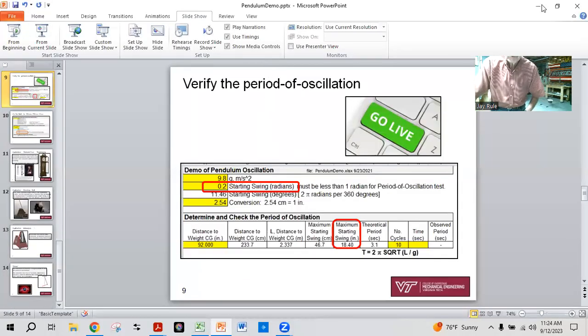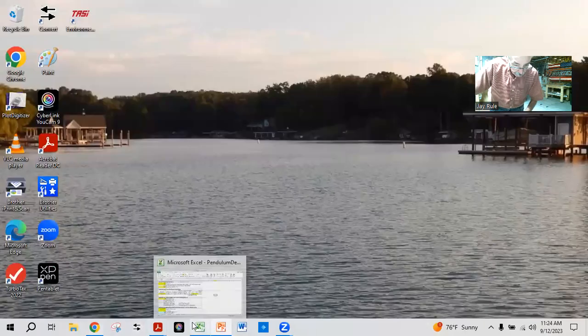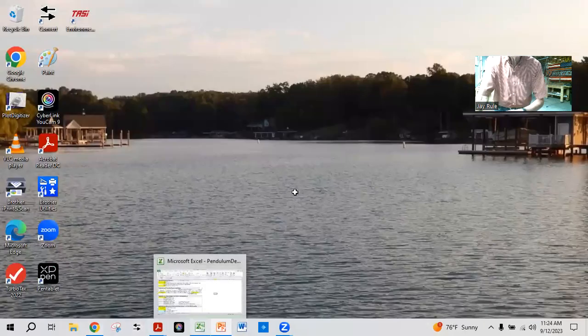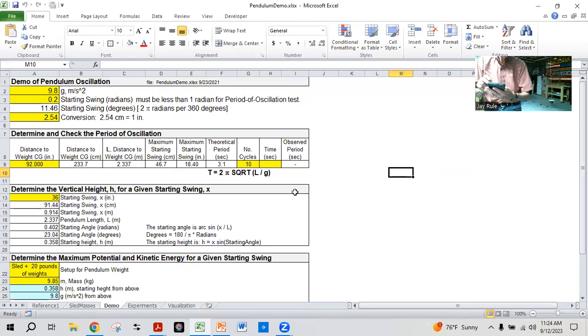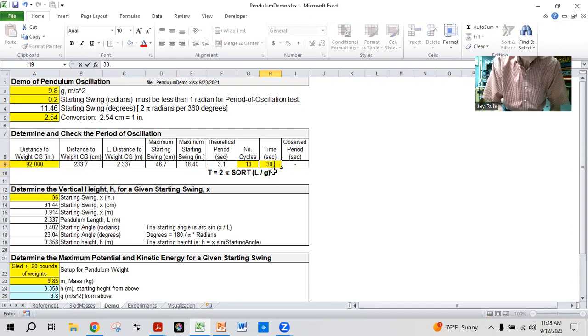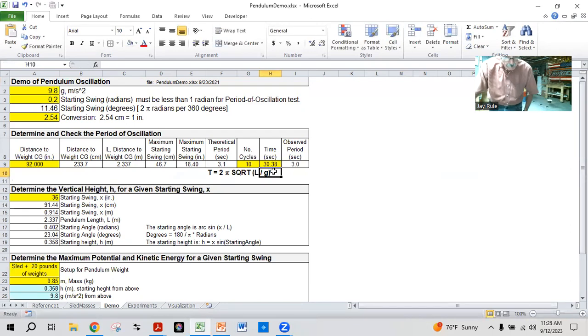So I'm going to go to Excel. 30.38 seconds. So we went 10 cycles. Can you see what we've got? 10 cycles, 30.38. Okay, so our observed period is 3 seconds. I think it is so cool, so neat, that our experiment is validating the theory.